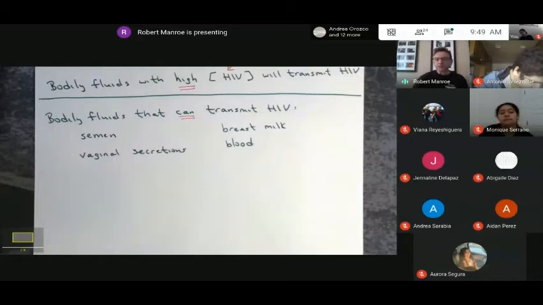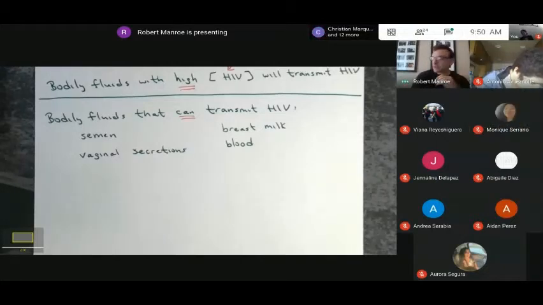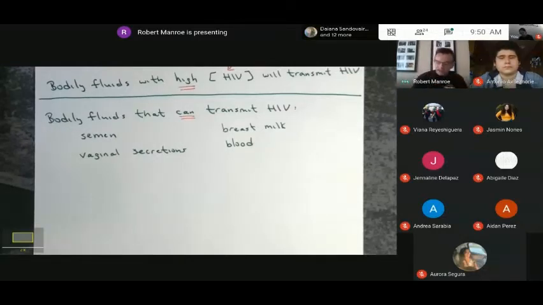Okay, those are the only 4 bodily fluids that have an HIV concentration or have a viral load high enough to allow transmission if the individual is HIV positive. So what fluids are not on that list?